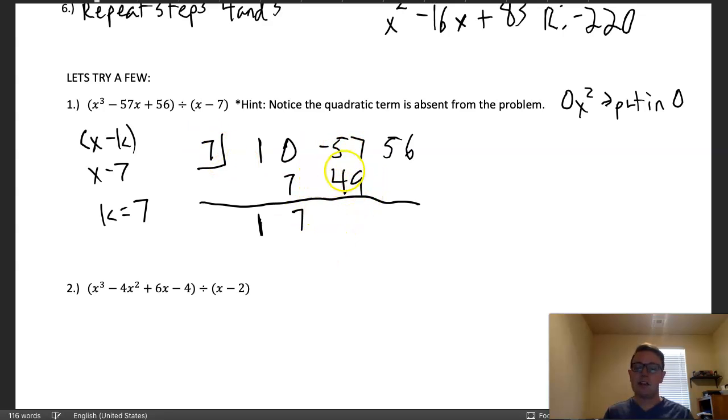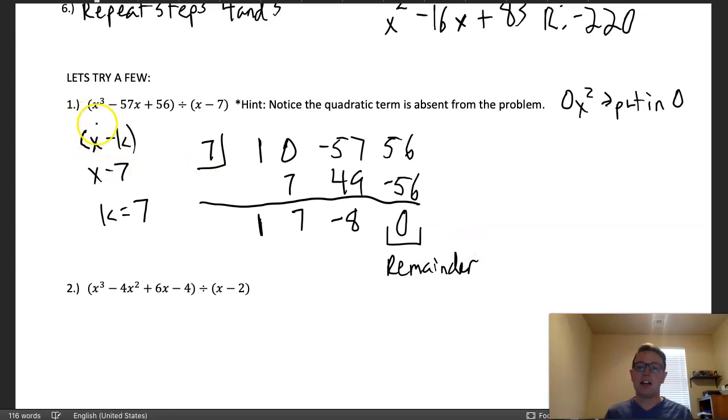Now we have negative 57 plus 49. Let's go to our calculators. That's going to give us negative 8. We're going to multiply 7 by negative 8 to get negative 56. Or, when we add 56 and negative 56 together, our remainder is going to be 0. So remember, our last number's the remainder.